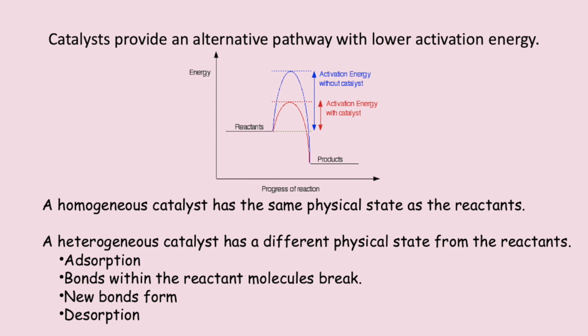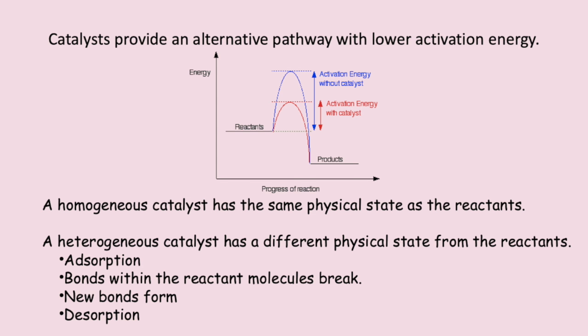The key definition that you should be aware of is that a catalyst provides an alternative pathway with a lower activation enthalpy. If we look at this energy profile diagram, we can see how the activation energy is significantly reduced with a catalyst. A homogeneous catalyst has the same physical state as the reactants. A heterogeneous catalyst has a different physical state from the reactants. It is a specific mechanism.